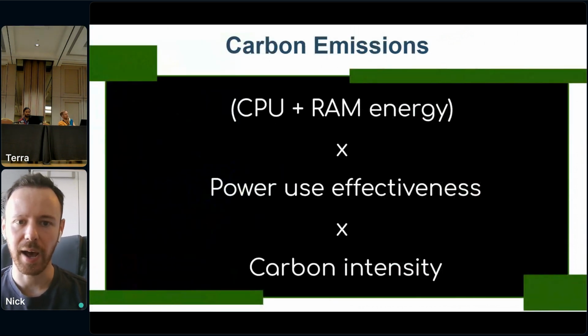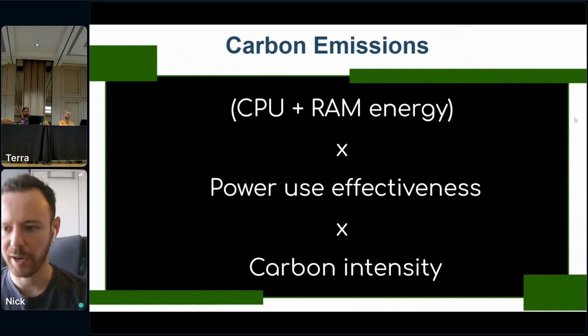Fortunately, we can estimate the carbon emissions of our computing with this fairly simple formula. And that is estimating first the energy usage attributable to CPU and RAM, the two elements of the actual computing that we're performing, multiplying that by the power use effectiveness, which is effectively how efficient is the hardware we're using. So we have higher and worse PUE if we need more energy to air condition servers, for example, and lower if it's less. And then carbon intensity is the final piece of this puzzle.